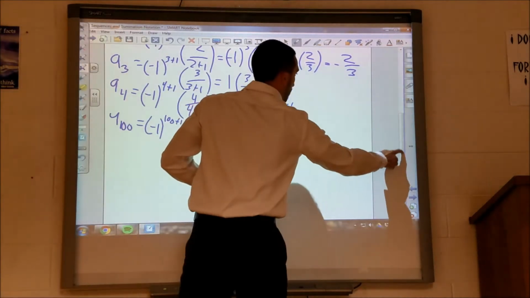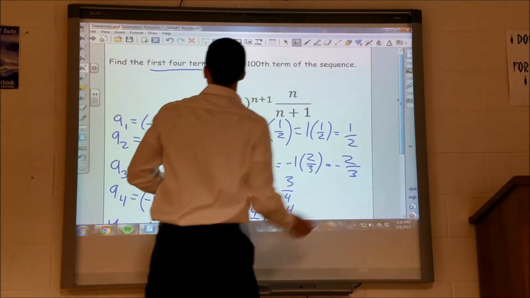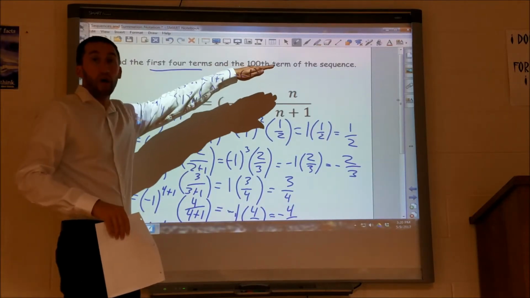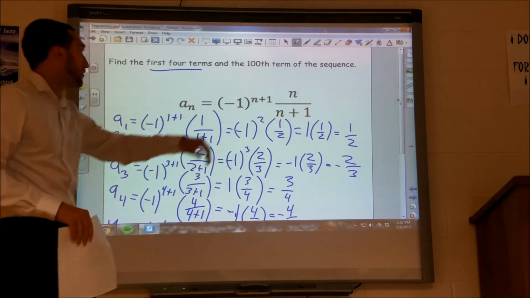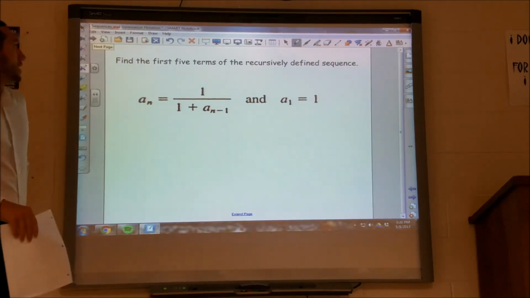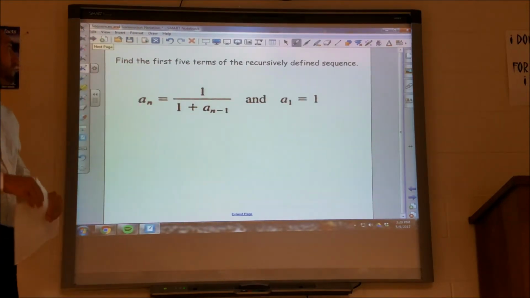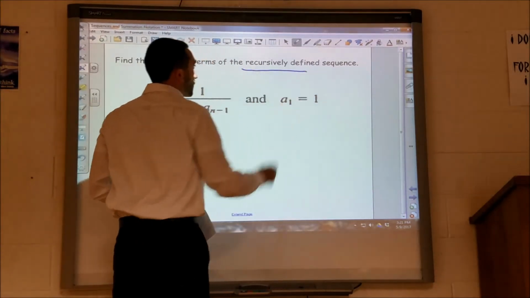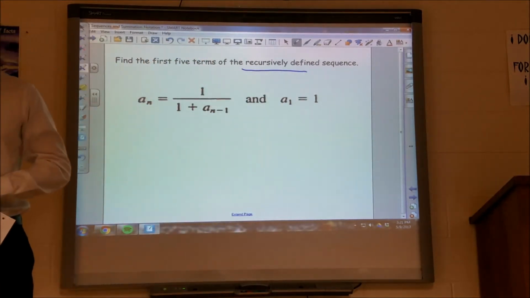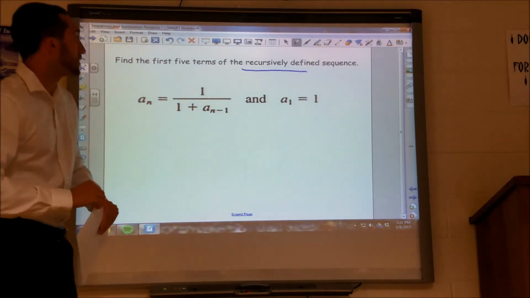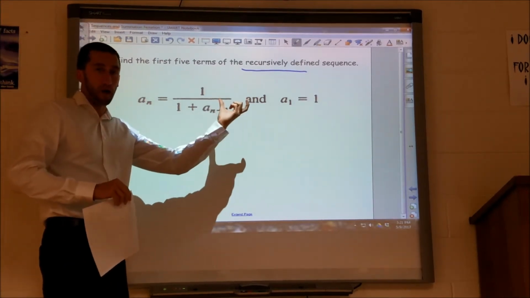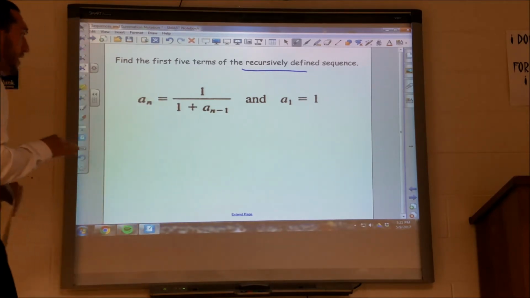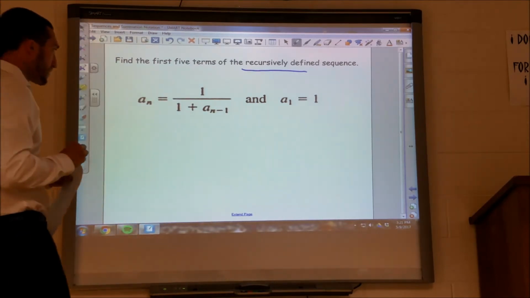So we have satisfied the original question. We found the first four terms, and then we jumped all the way to the 100th term of the sequence. Next question wants us just to find the first 5 terms. And the key word here is recursively defined sequence. So recursively defined just means it takes the term before in order to find the next term. So I'll show you what I mean as I go through this one.